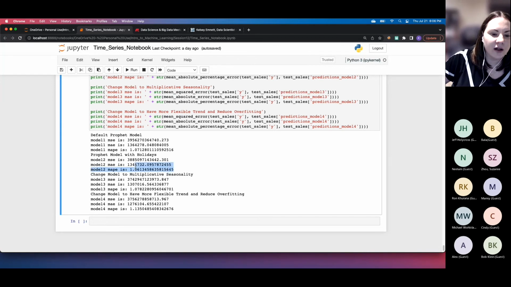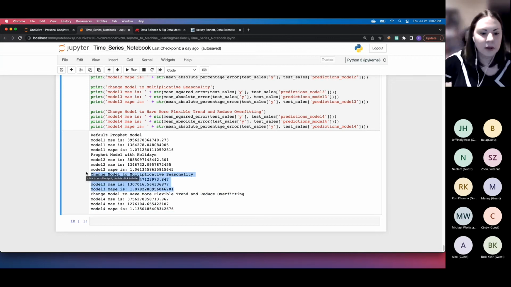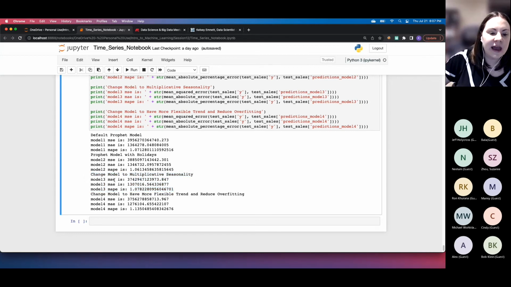So our Prophet model with holidays got a little bit better with just holidays. And then it got a little bit better. Both of these are essentially equivalent. Some of them are higher, some of them are lower. So I went with model 3 as our best model, I would say. The MSE, mean squared error, was lowest on this one, meaning generally it's getting the spikes and the dips better.